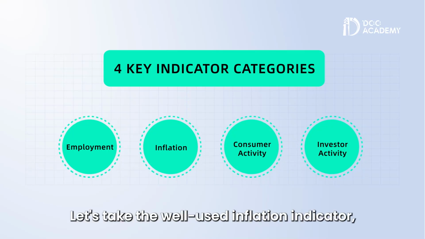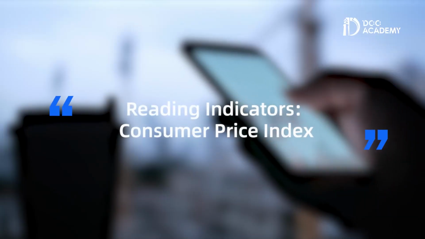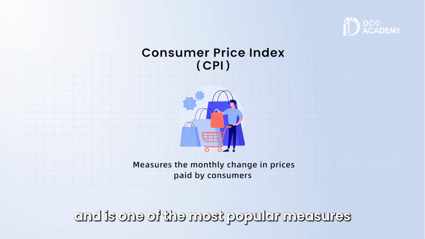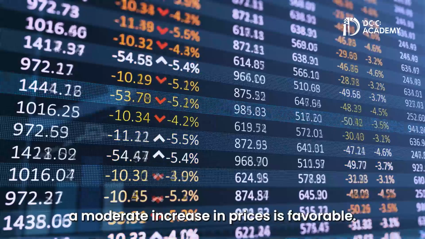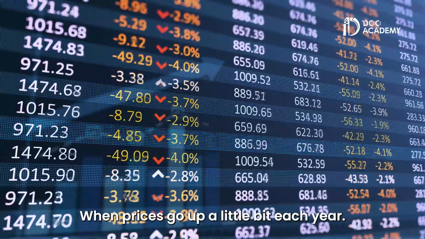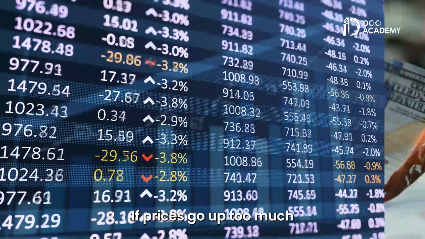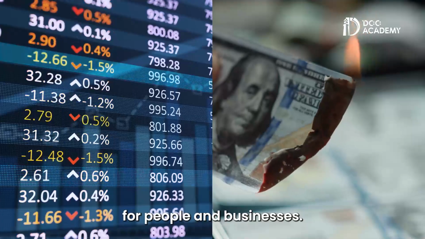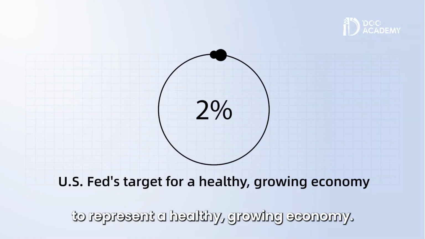Let's take the well-used inflation indicator, the CPI, for example. The Consumer Price Index, or CPI, measures the monthly change in prices paid by consumers and is one of the most popular measures of inflation and deflation. When it comes to CPI, a moderate increase in prices is favorable. When prices go up a little bit each year, it shows that the economy is doing well. If prices go up too much or don't go up at all, it can cause problems for people and businesses. The US targets an inflation rate of 2% to represent a healthy, growing economy.